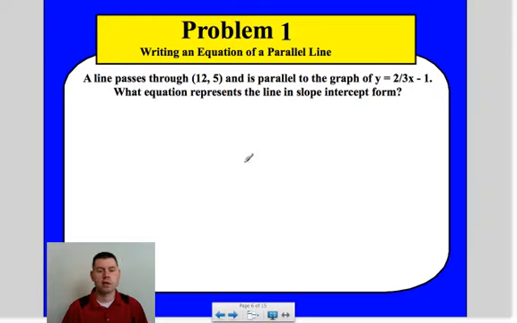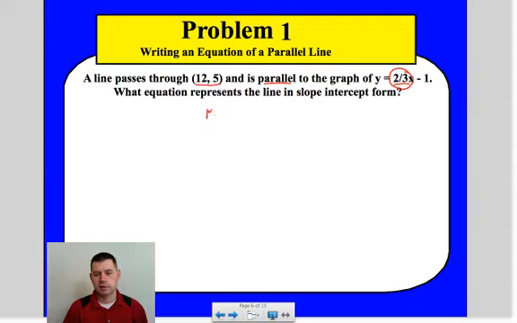Okay, so problem 1, write an equation of a parallel line. We have a line that passes through (12, 5) and is parallel to the graph of y = 2/3x - 1. Okay, so we start breaking down what we need. Well, we need this point that they provided us. That's the important part. Now the other stuff is really not that important besides one little piece. We look at this equation and we know that it is parallel, so all we need is the slope, just the 2/3. That's all we need. Nothing else from that equation do we care about.